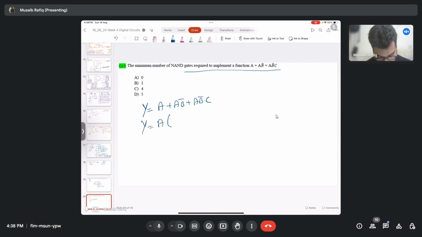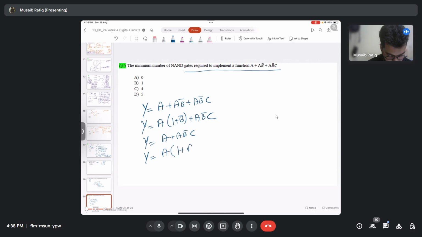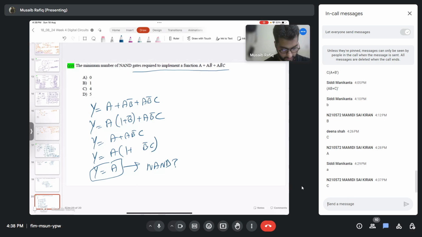Taking A common, it is A times 1 plus B bar, plus AB bar C. 1 plus B bar is 1, so it is A plus AB bar C. Then taking A common, it is A times 1 plus B bar C. Again, 1 plus something is always 1, so it's A. So now tell me how many NAND gates are required. So Y equal to A.